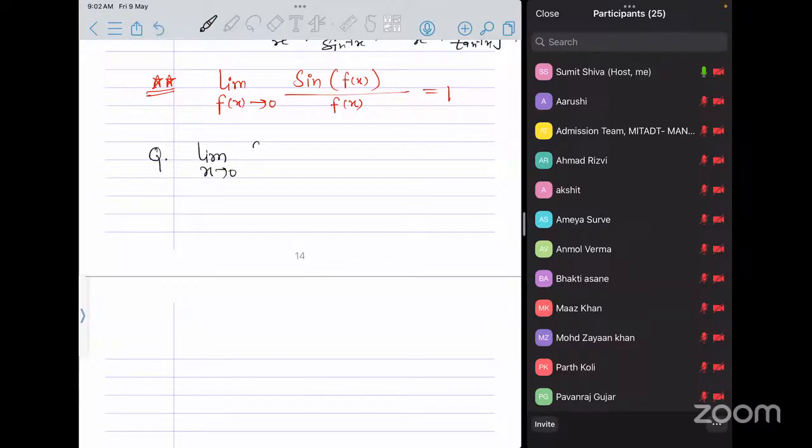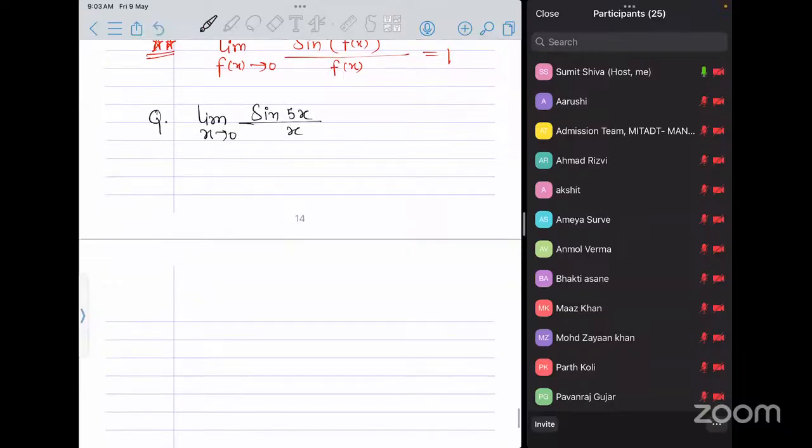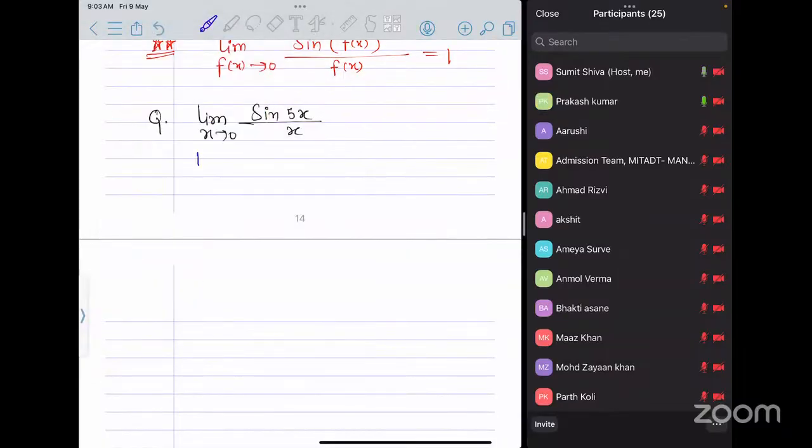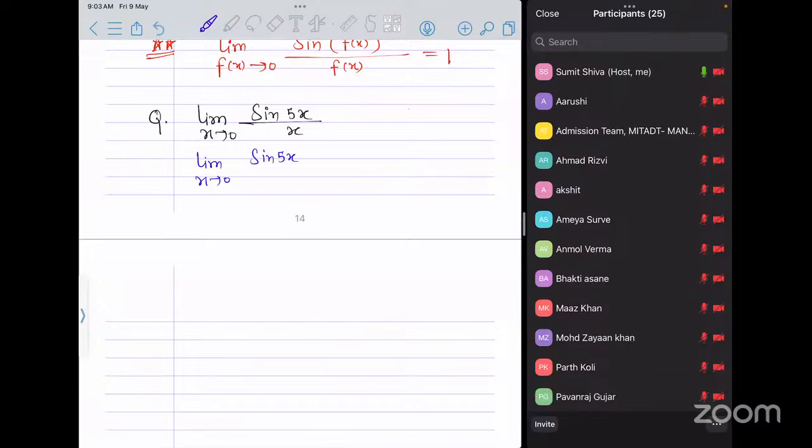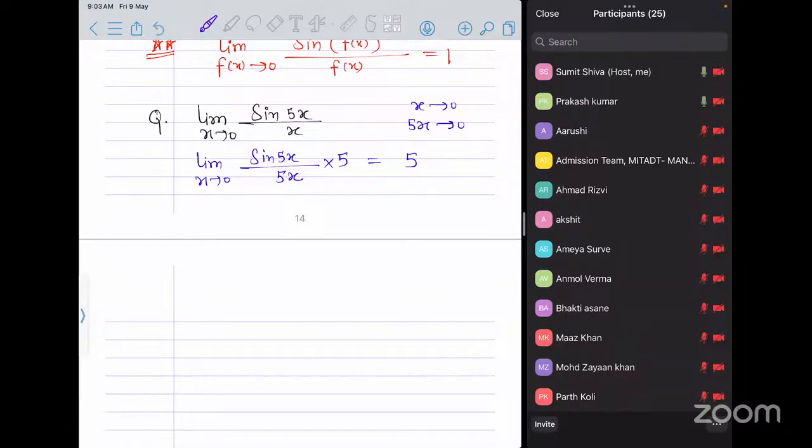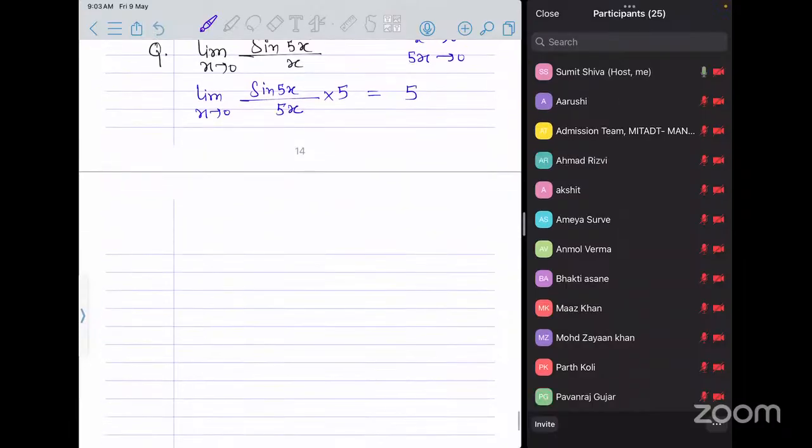Limit x tending to 0, sin of 5x upon x, what will be the answer? Sir, 5. According to the situation, it is sin of 5x. If x is tending to 0, 5x will also tend to 0. So limit x tending to 0 indicates that 5x is tending to 0. So in denominator, according to the argument, it has to be 5x. So multiply and divide by 5. In that case, answer will be 5. Am I right? Yes, sir. Okay.